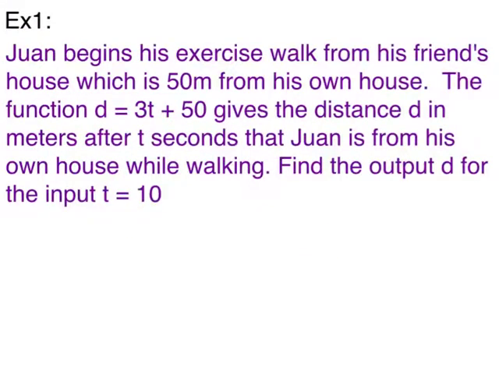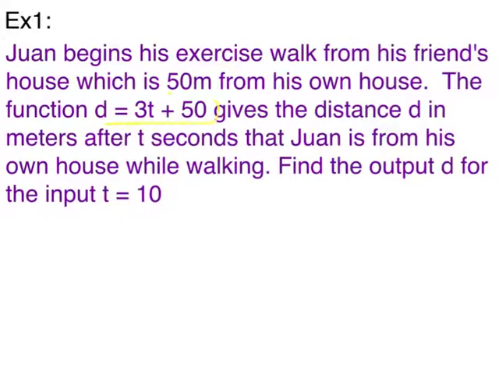Example 2 says Juan begins his exercise walk from his friend's house, which is 50 meters from his own house. The function d equals 3t plus 50 gives the distance d in meters after t seconds that Juan is from his own house while walking. Find the output d for the input t equals 10. So if we look back at this equation, it looks like there's a whole lot, but there really isn't.